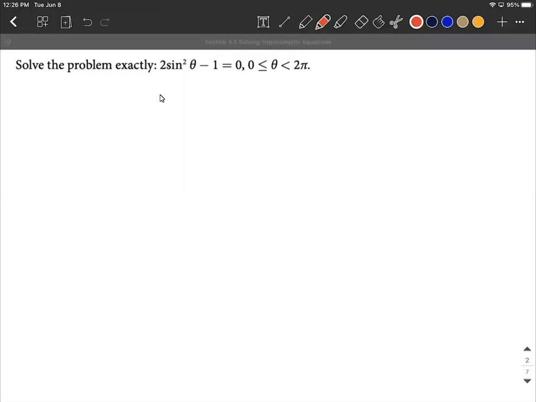Let's solve a trigonometric equation here. So we have 2 sine squared of theta minus 1 equals 0. And we want all the solutions for theta that lie in between 0 and 2 pi. So basically the first time around the circle.